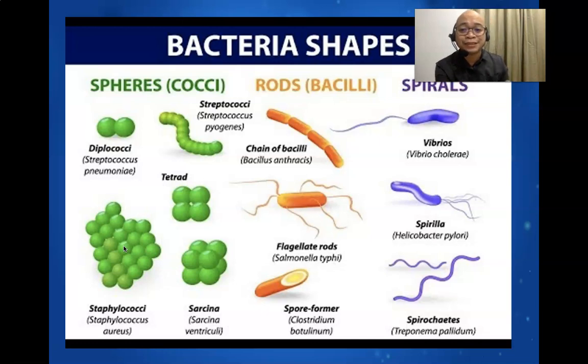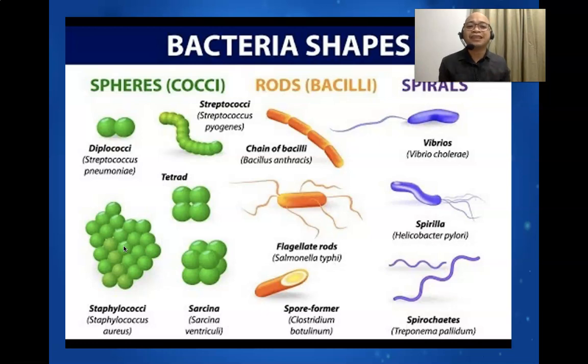We also have the tetrads. They are arranged in 4. So Micrococcus tetragenus is an example of tetrad. And then Sarcinae, they are arranged in a cubical packet of 8. So Sarcina ventriculi is an example.